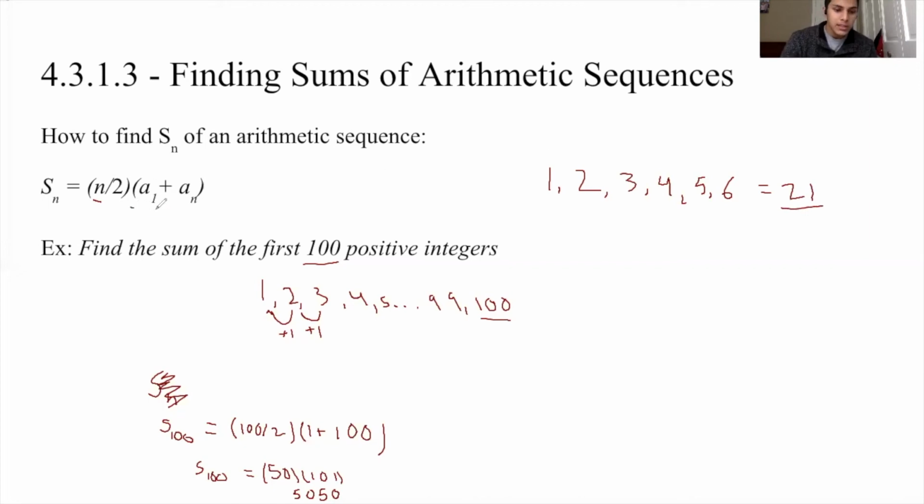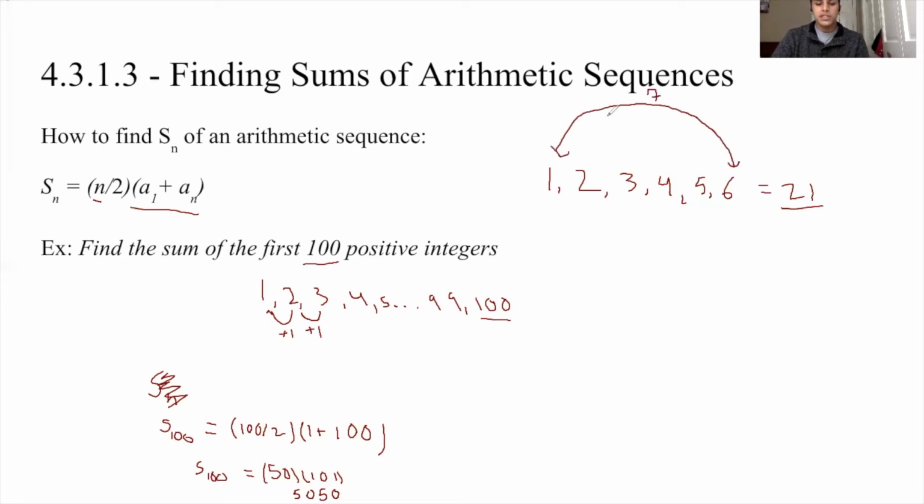So first, let's look at this part of this formula. It's telling us to find the value of the first term plus the last term, because an always represents the last term you're finding the sum with. So the first term is 1, and the last term is 6. If we found the sum of these two terms, that will get us 7.